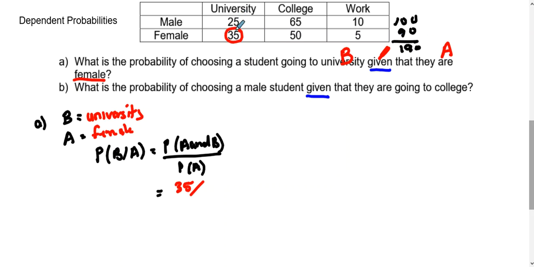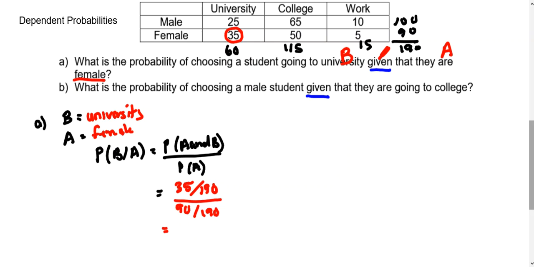So let's work down. 25 plus 35 is 60. 65 plus 50 is 115. And we've got 15, and that adds up to 190. So we know there's a total of 190, and the females going to university is divided by the total females. Well, I know that there are 90 total females.